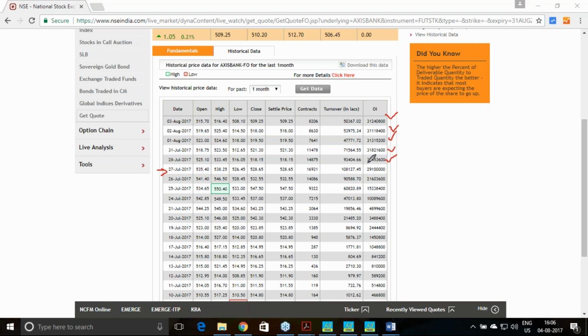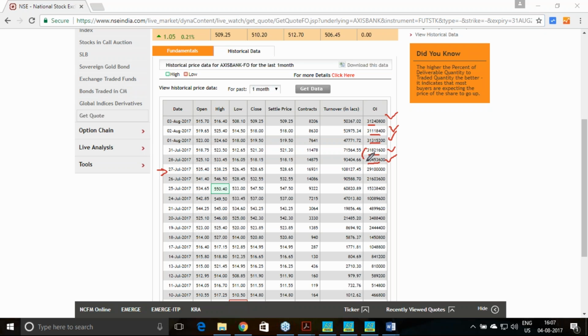So here 28th, what was the open interest? It has increased by something. Then 1st August reduced, 2nd August reduced, 3rd August it has increased a little. So here 28th whatever was there, 31st July it has increased. So normally 1 or 2 days you have to leave.